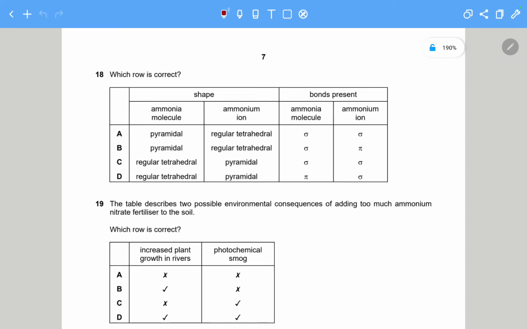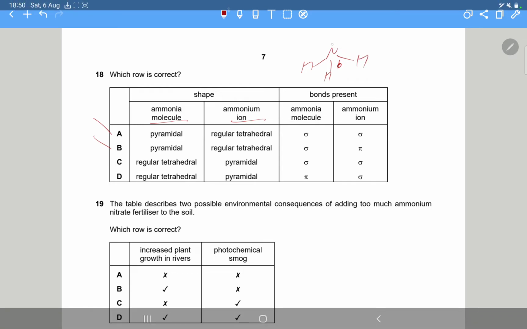Then question 18, which row is correct? So they've given shape and bonds present for ammonia molecules and ammonium ions. So let's look at first only the shape. So ammonia molecule, it's pyramidal, as you all know. So we have already narrowed it down to A and B without even having to read everything else. And ammonium ions is regular tetrahedral, which is also common knowledge. And then ammonia molecule, all bonds present are sigma bonds because it's all H.